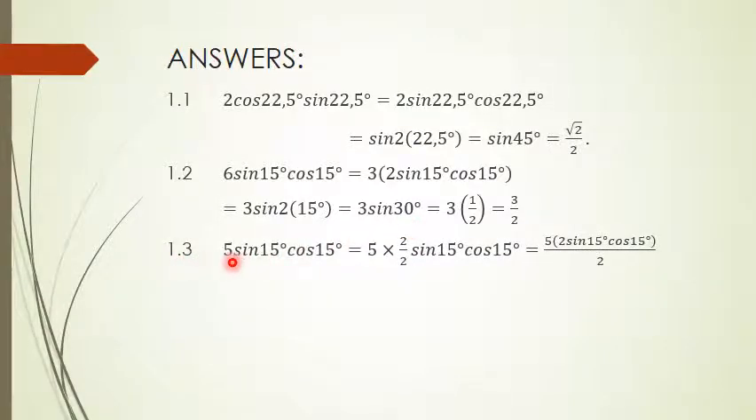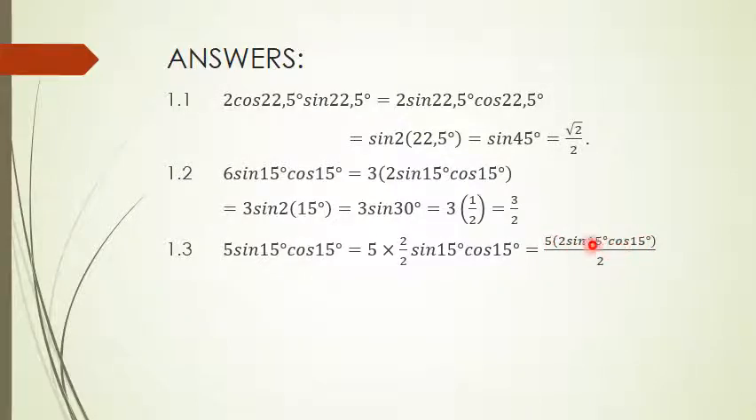1.3. 5 sine 15 degrees cos 15 degrees. We rewrite 5 as 5 times 1, and the 1 is written as 2 over 2 to create the 2, so that we have the double angle formula here. This is 1. So that's 5 times 2 over 2 sine 15 degrees cos 15 degrees. And rearranging, this is 5 times 2 sine 15 degrees cos 15 degrees all over 2.